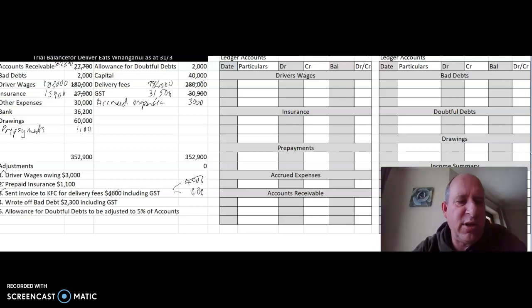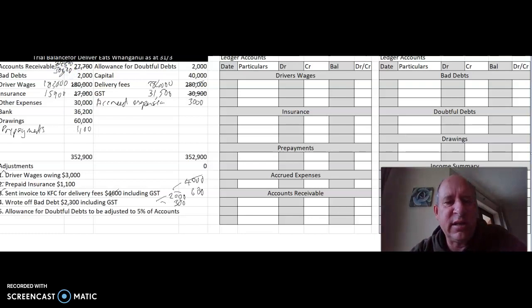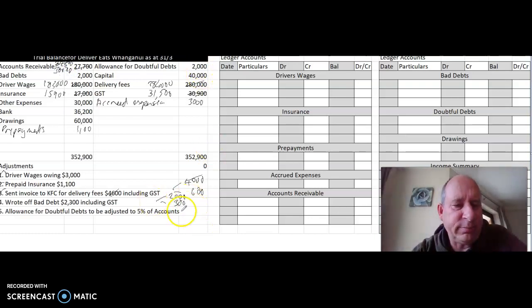Write off bad debts, 2,300, including GST. The including GST means we need to take it off. Divide by 1.15, 2 easy figures there. So the 2,300, I'm going to take that off accounts receivable. Examiners quite like having nice easy figures. That helps with the allowance later on.